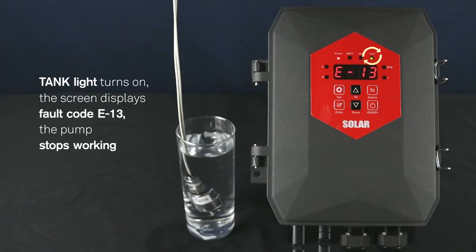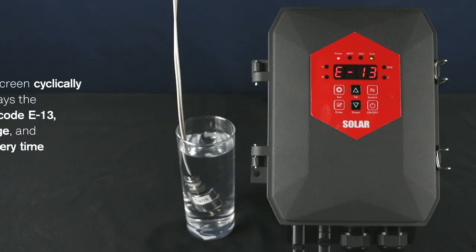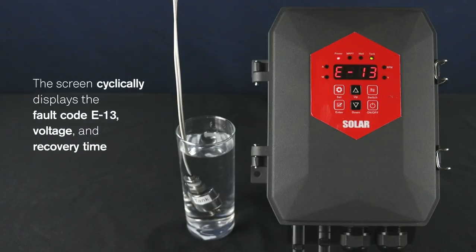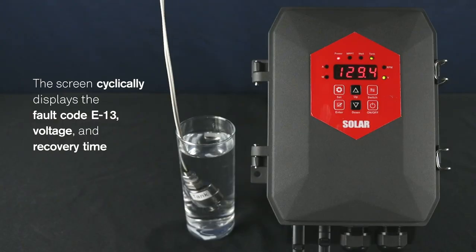The tank light turns on. The screen displays fault code E13. The pump stops working. The screen cyclically displays the fault code E13, voltage, and recovery time.